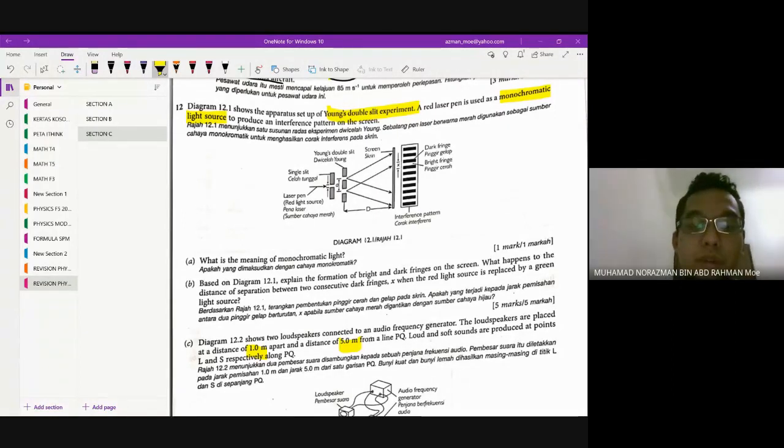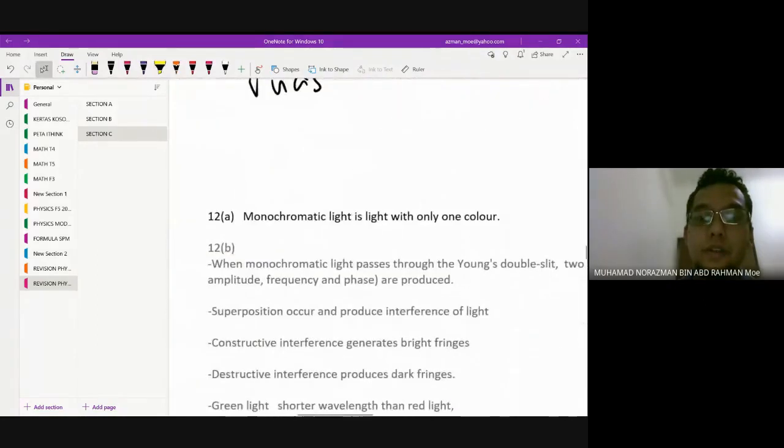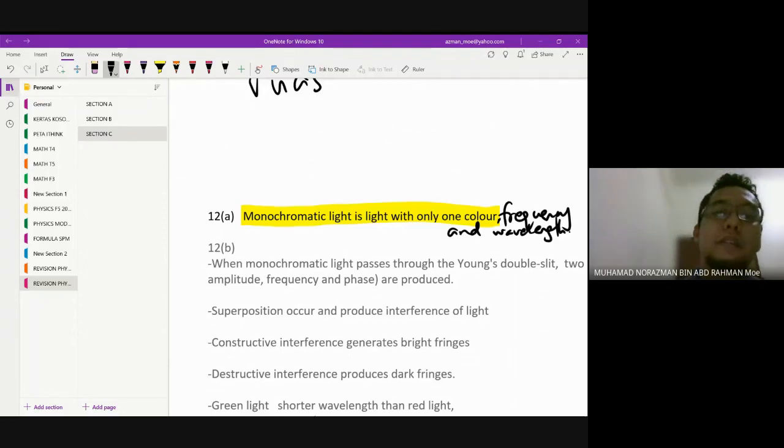What is the meaning of monochromatic light? Monochromatic light means that only one color, one frequency, and one wavelength. So the answer: monochromatic light is light with only one color. Or you can add one color, frequency, and wavelength. Basically, we use the same light.